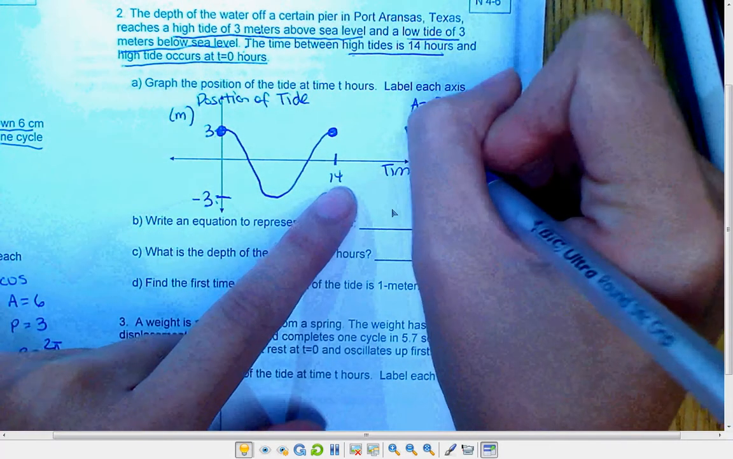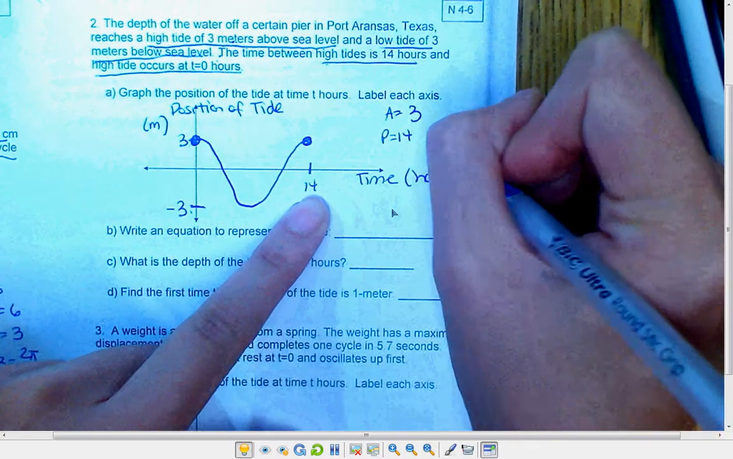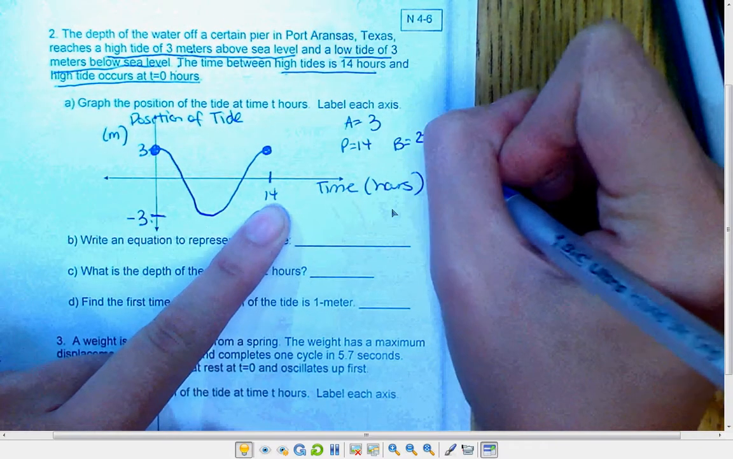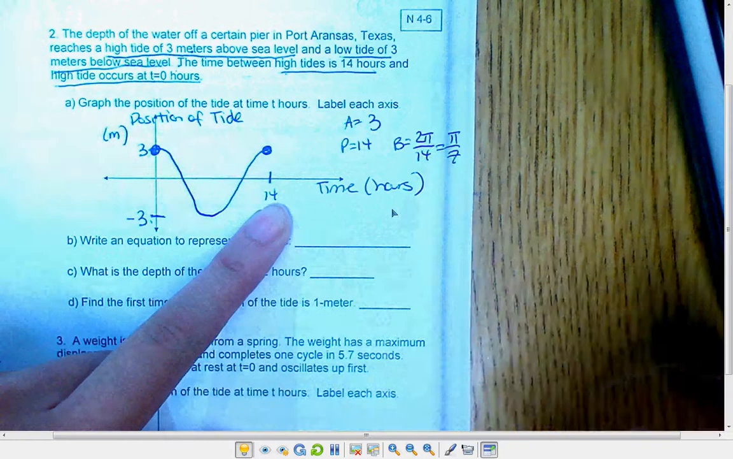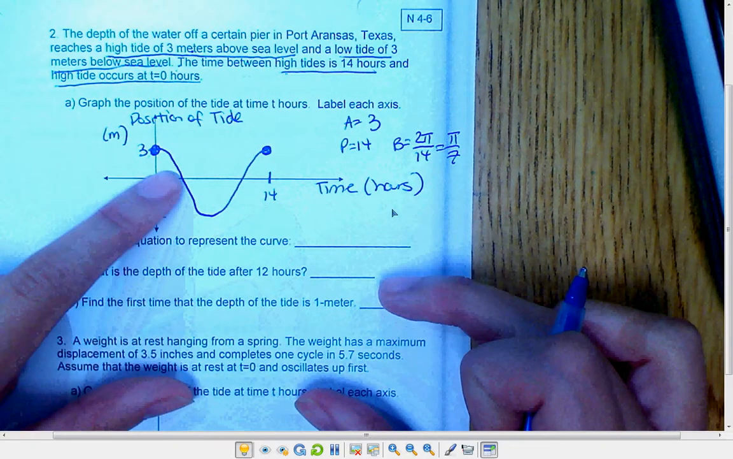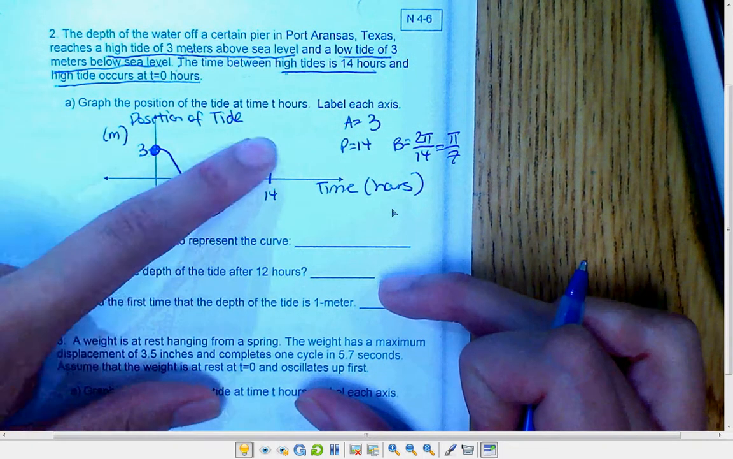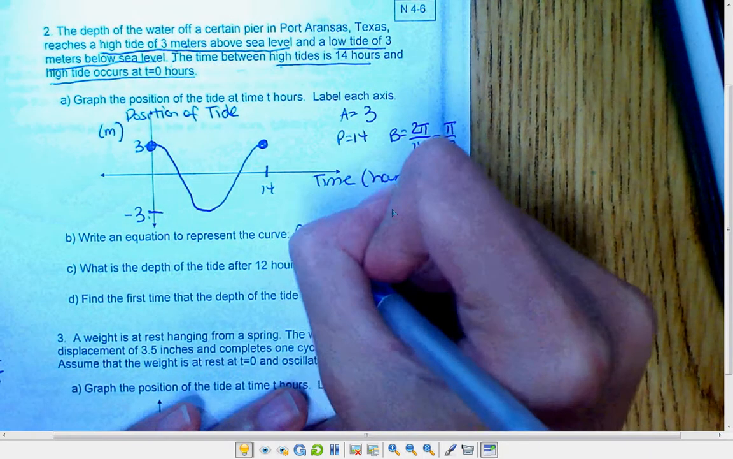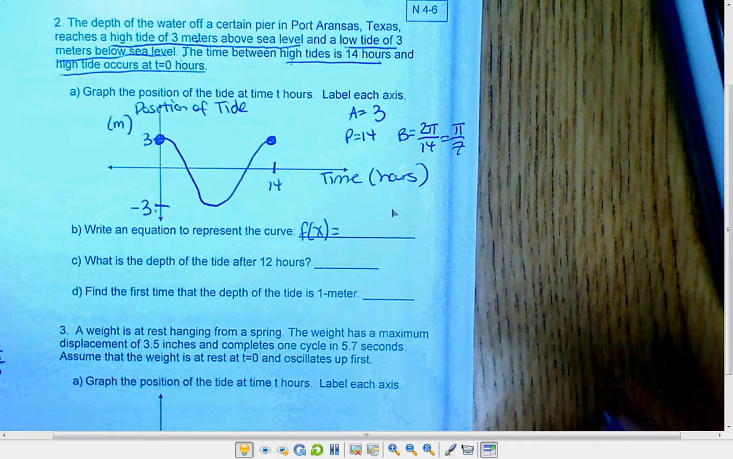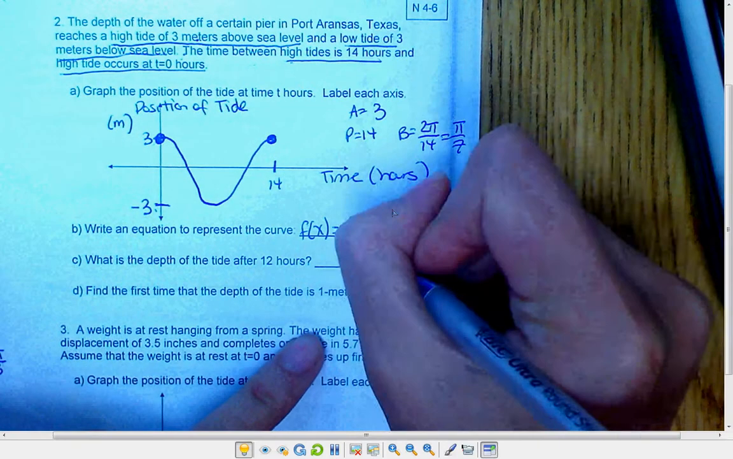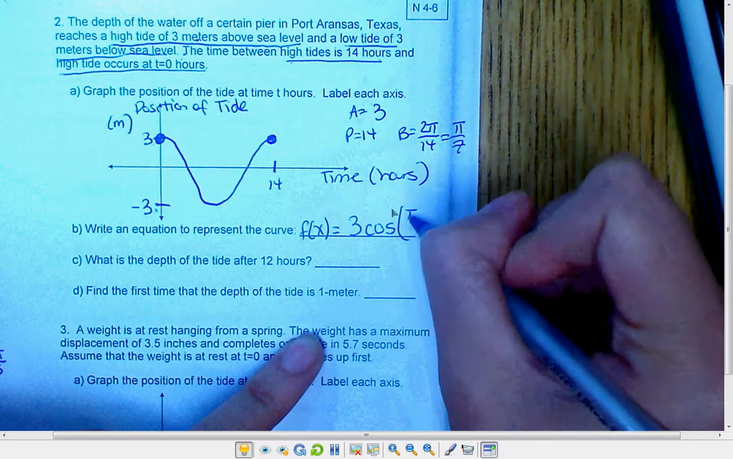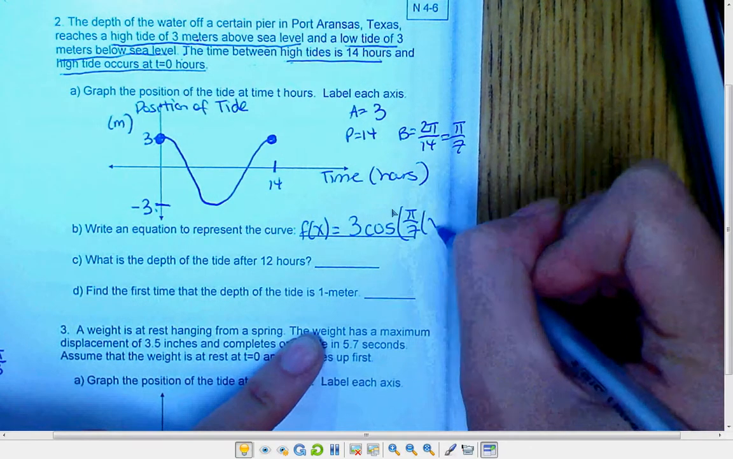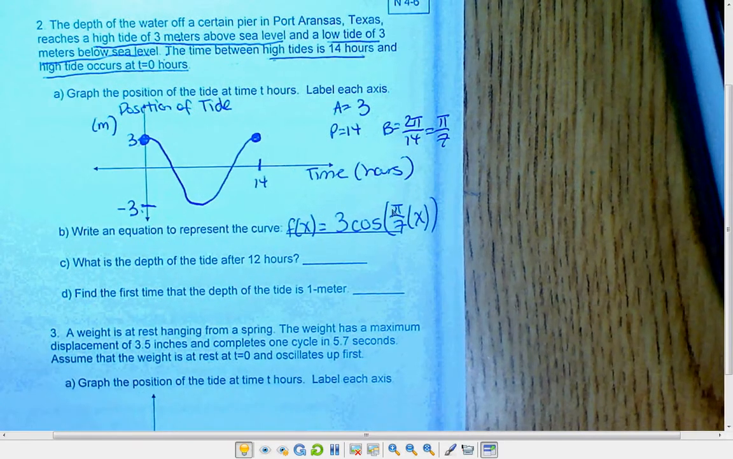Your period is 14. So to find our b, we're going to do 2 pi over 14, which we can simplify to pi over 7. And if it starts at the top, goes down, back up to the top, I know that this is going to be another cosine graph. So I'm going to have amplitude, cosine, and then my b is pi over 7. And then, of course, don't forget your x.